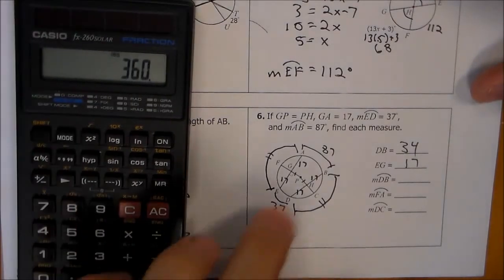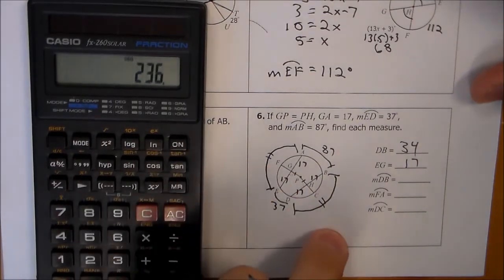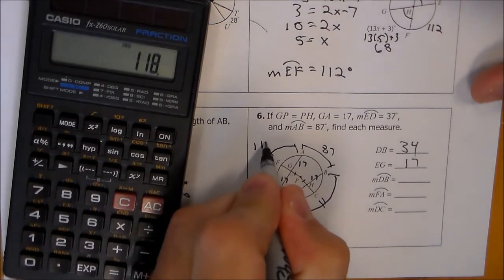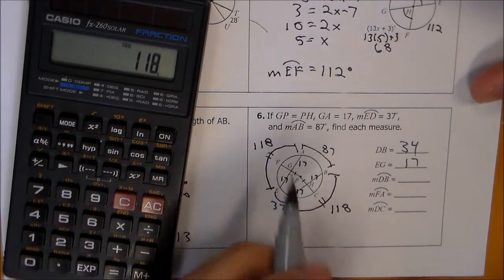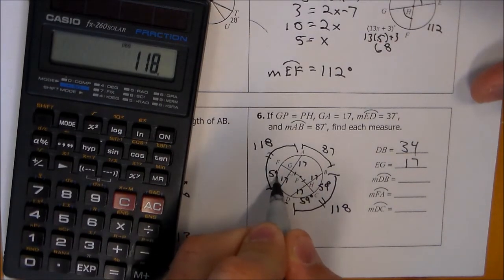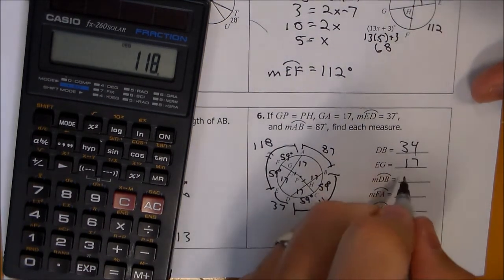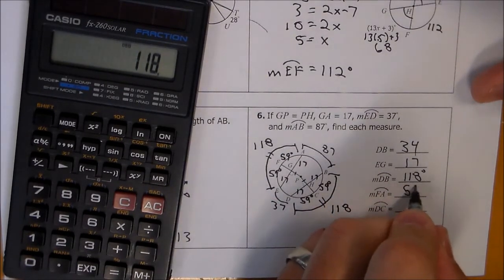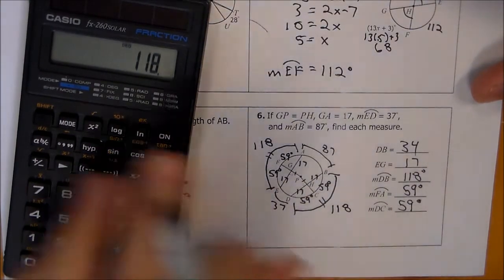So let's take 360 minus 37 and 87, and that leaves 236 total for those two. Now let's divide them by 2, and they're both 118. I can go a step further because these are then bisected, and they're both 59 degrees. So now we go back and let's see what they're looking for. So DB is that arc, 118. FA is 59. And DC is 59 as well.